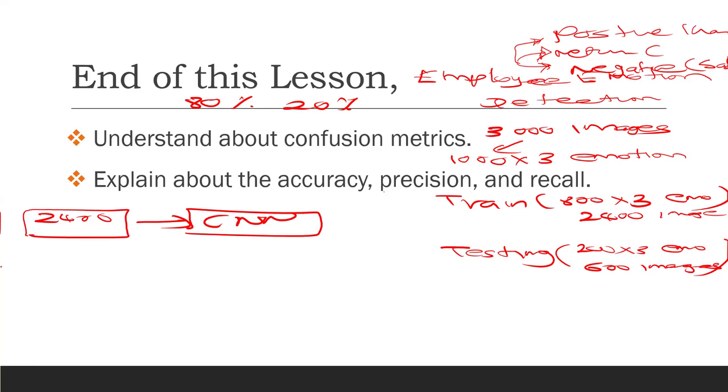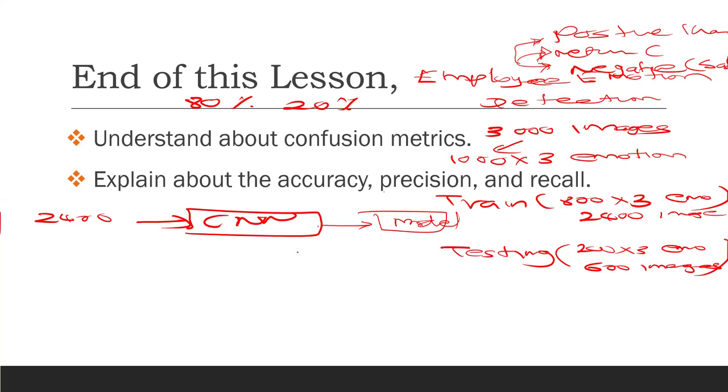Once you feed these 2,400 images to your CNN algorithm, it will train with these 2,400 images and it will develop some model. Your model extracts some features. The beauty of convolutional neural network is that you don't need to provide the features. If you are using a convolutional neural network, you don't need to do the feature extraction.